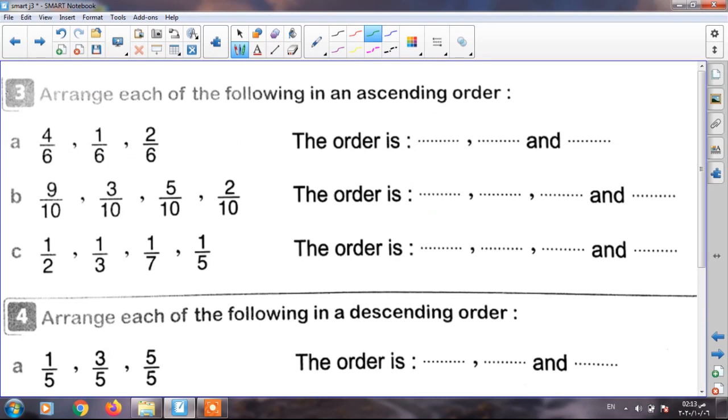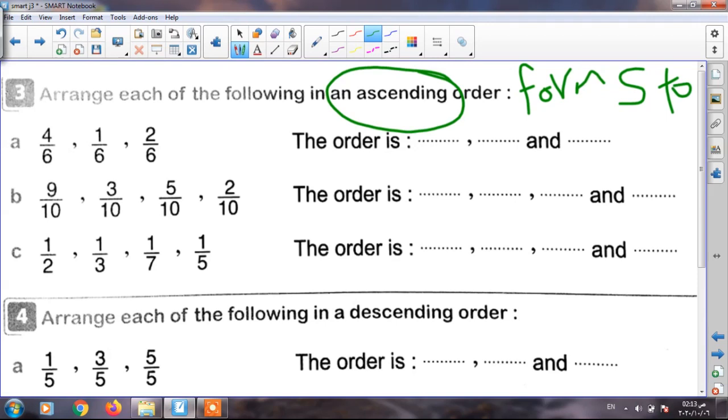The next question. Here I have what? Arrange each of the following in ascending order. Can you tell me the meaning of ascending order? Ascending order means from the smallest to the biggest. From the smallest to what? To the biggest, okay? And here, the first one, I have what? 4/6, and what? 1/6, and what? 2/6, okay? What will I do here? I want to arrange from the smallest to the biggest, okay? It means what? An ascending order. And here I have what? I have the same denominator, so I will what?